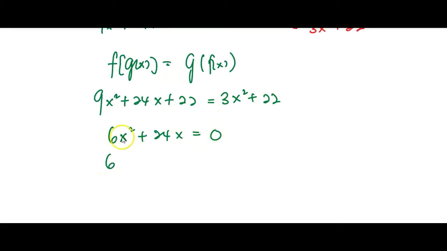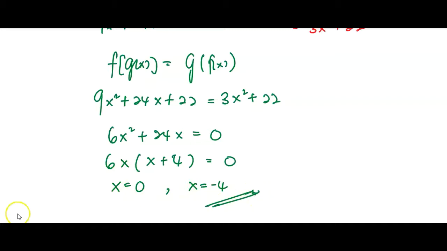Take out the factor 6, factor out the x, you will have x plus 4. Okay, then after that, you will have x equals 0. Solve this equation. You have x equals 0 and x equals negative 4. This will be the solution.